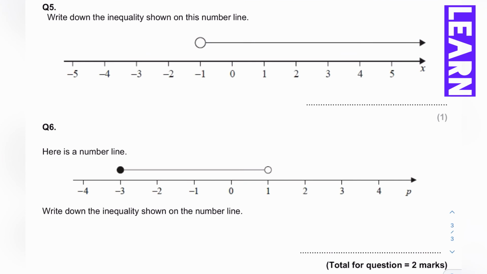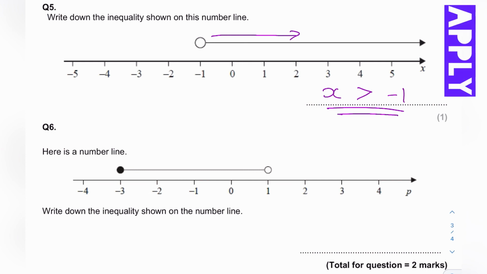Right, here in question 5, it's just the reverse of what we've been looking at in the previous two questions. So first of all, we write down our number, which is -1. We're looking at all the values which are bigger than -1. So x has to be greater than -1. Because our circle's not shaded in, we just keep our inequality without the equal sign. In number 6, you can pause the video now if you'd like to have a go.